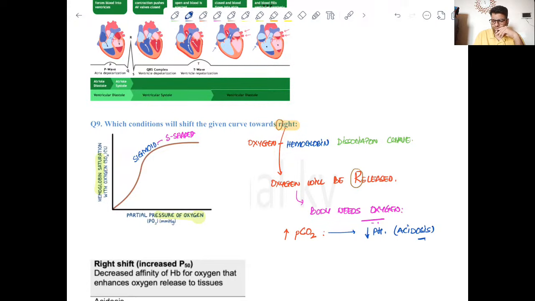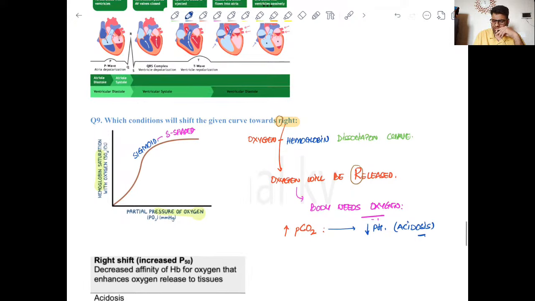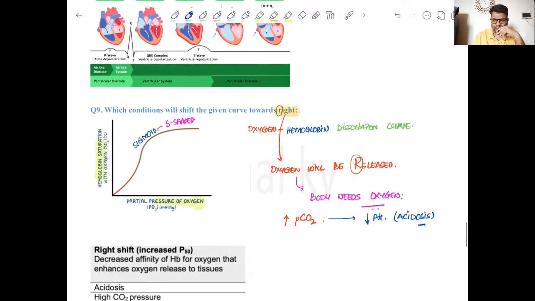So increased PCO2 or decreased pH, same thing, just the words are different. Apart from this, raised temperature.